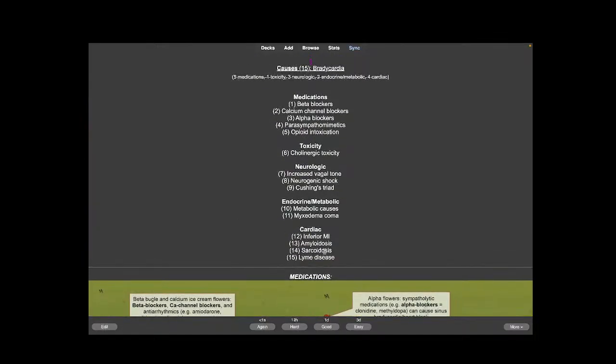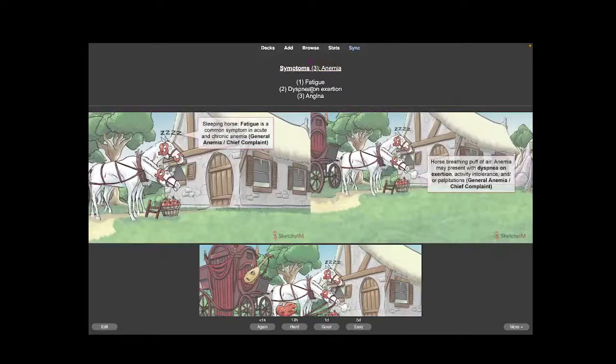So you have Lyme disease, sarcoid, amyloidosis, inferior myo, mixed metabolic, neurogenic shock, increased vagal tone, cholinergic. Opioid could come under toxicity. Why did they put it there? I mean, it's probably medication, probably. Yeah, that's probably what they did. Okay. It's 15 causes of bradycardia. That's kind of insane.